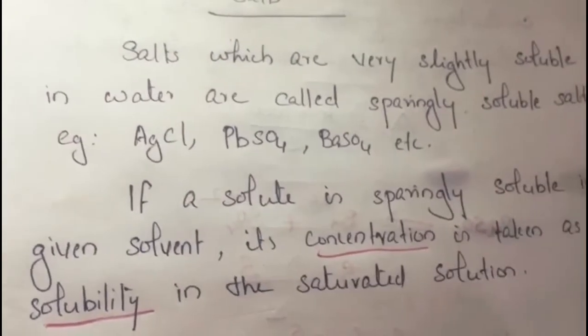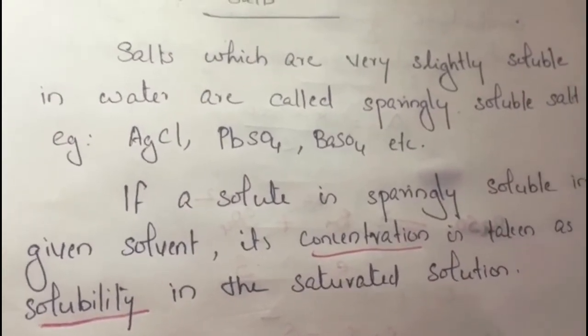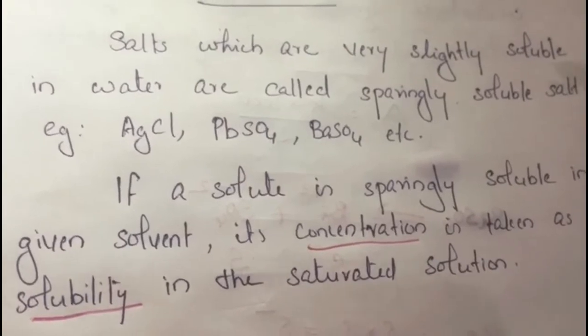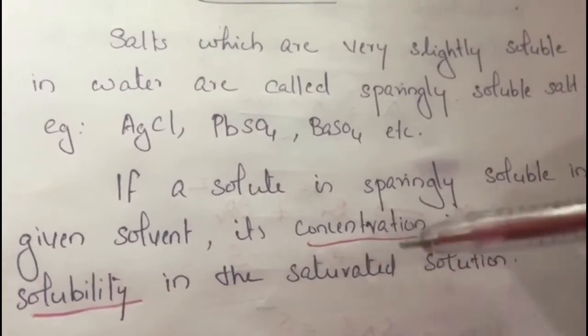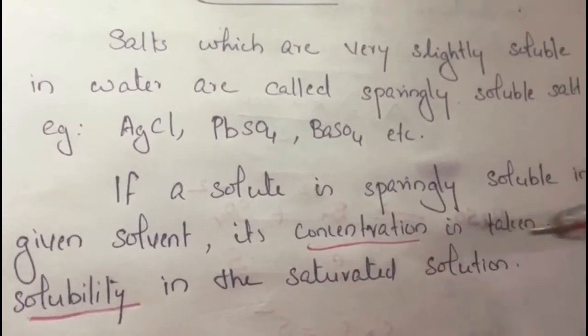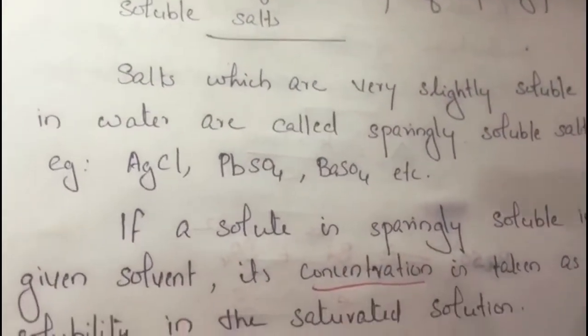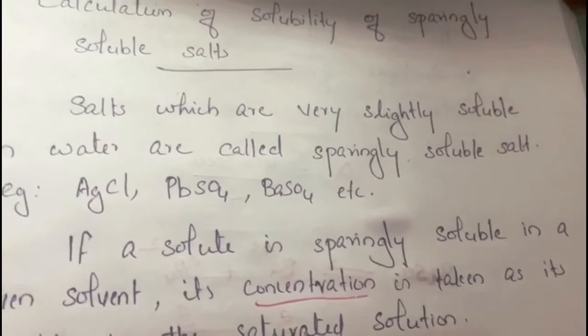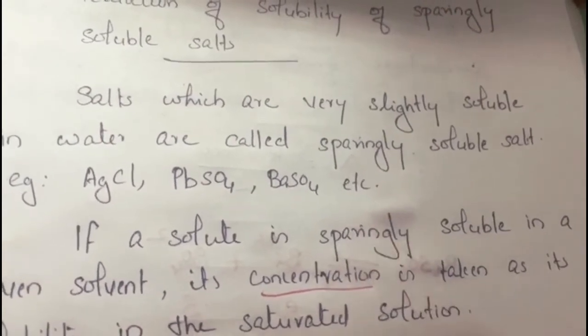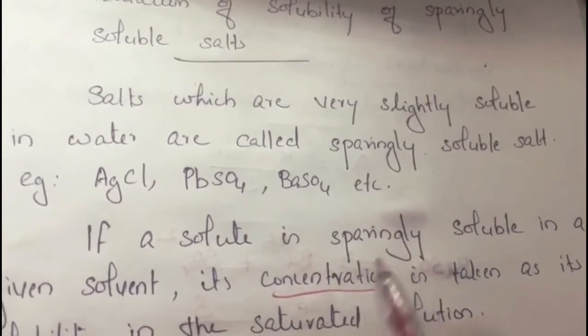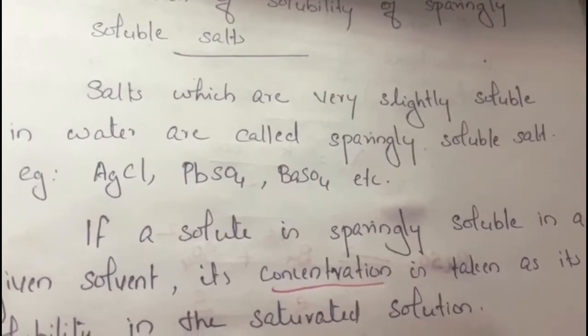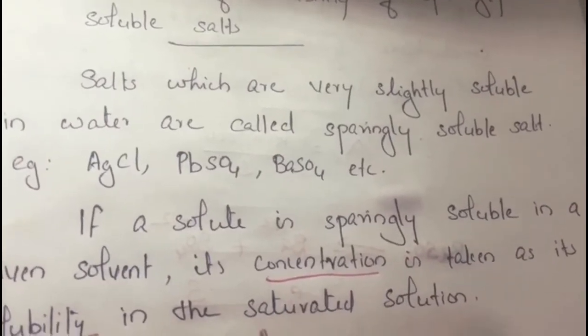Any other chemical methods cannot be used for measuring the concentration or solubility of sparingly soluble salt. For that purpose, we can use conductance measurements. How can we calculate the conductance of a sparingly soluble salt, or how can we calculate the concentration of a sparingly soluble salt? I will explain that one.